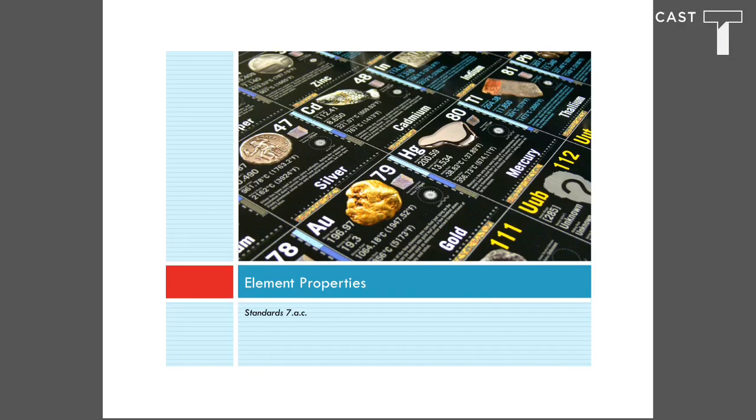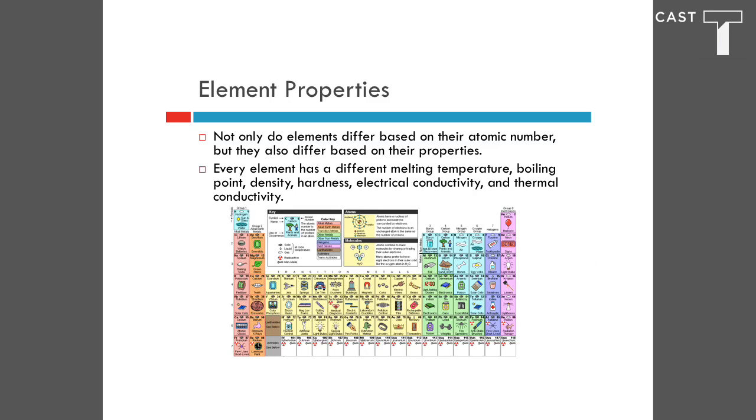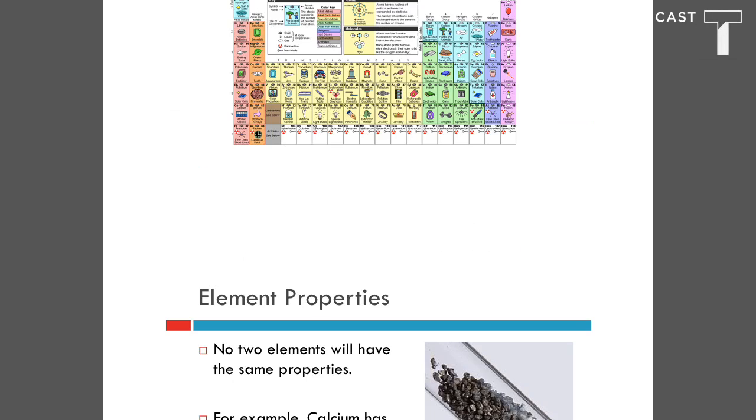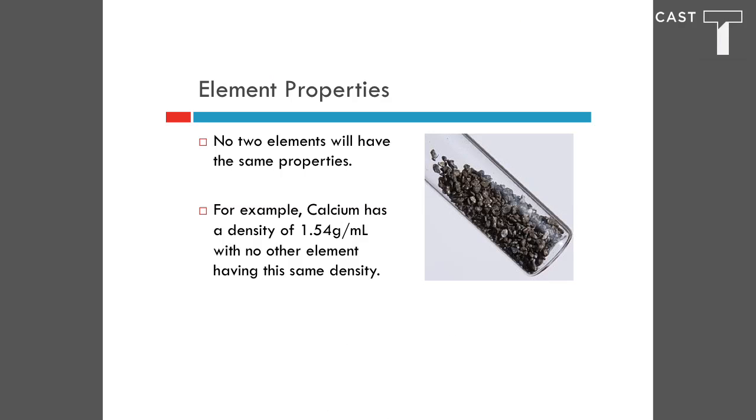Element properties. Elements differ based off of their atomic number, but they also differ based on their properties. Every element has a different melting temperature, boiling point, density, hardness, electrical conductivity, and thermal conductivity. No two elements will have the same properties.